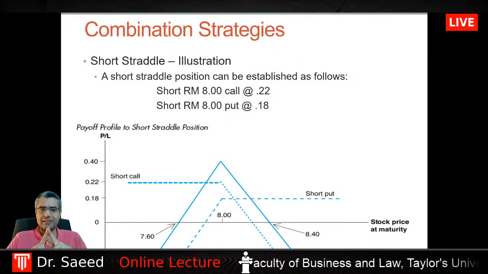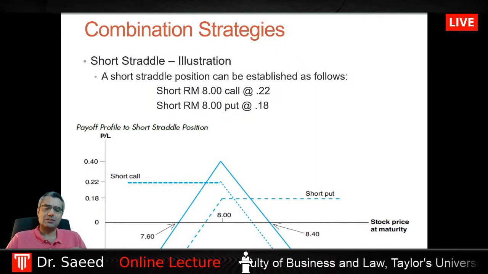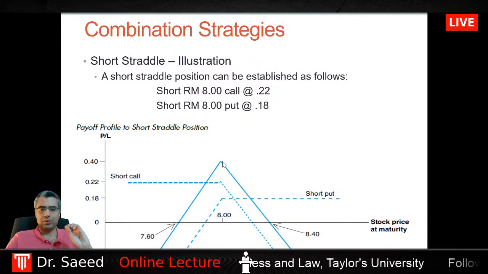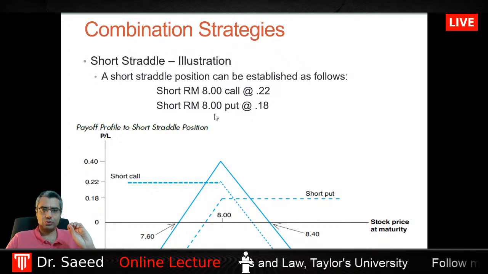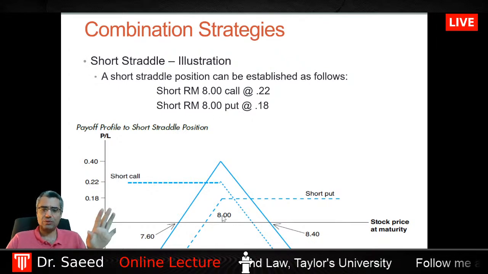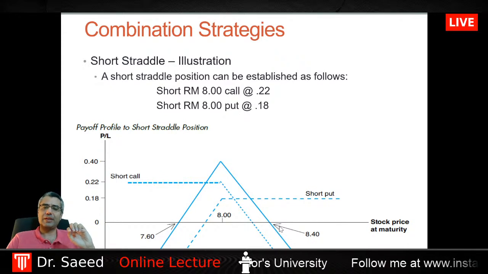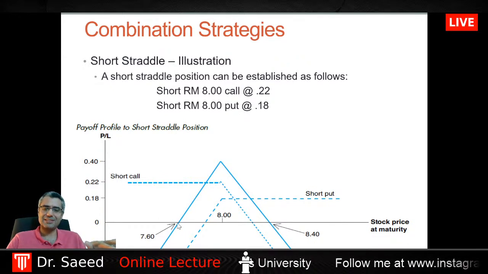For short straddle, what do you see? This curve. This means the maximum profit happens here, right? So if the price doesn't move at all in the next 3 months, if the price remains at 8 ringgit, you will have the maximum profit. But if the price goes up or down, your profit will reduce, and if it goes above 8.4 or below 7.6, you will have a loss.